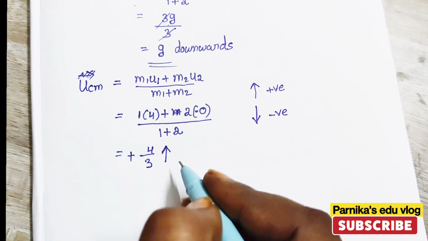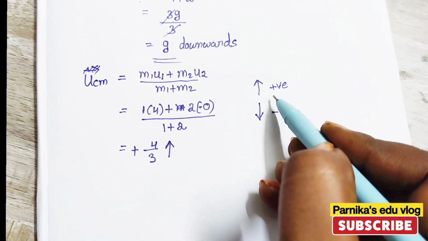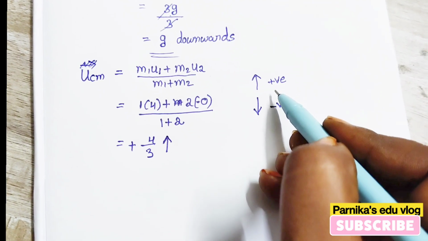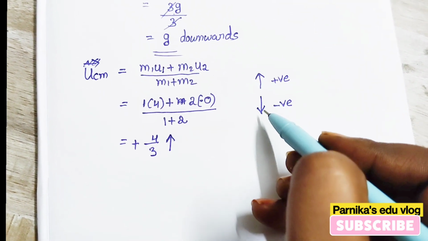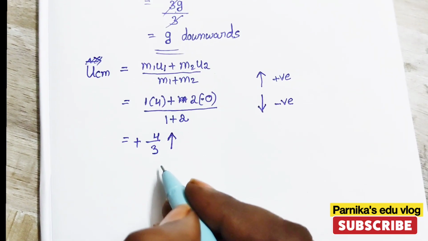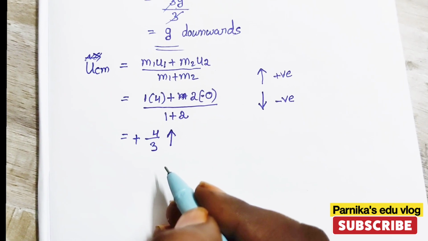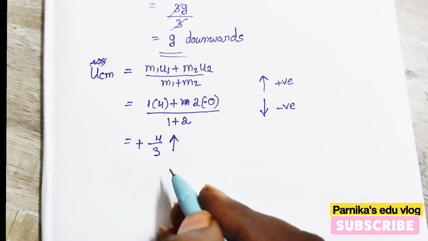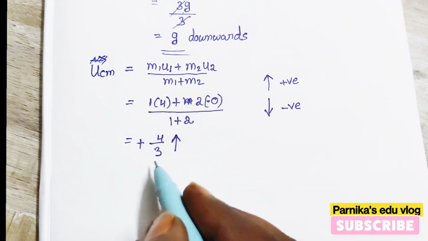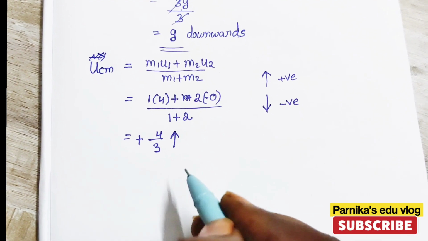So in this way we have to check. See here, there is no need to always take positive for the upward direction. If you take upward direction as negative, the downward direction we can take as positive. Then also we'll get the same answer. So we can take any direction as positive and any other direction as negative. So this shows that the center of mass first moves up and then comes down.